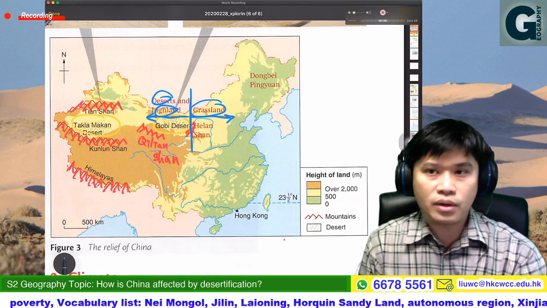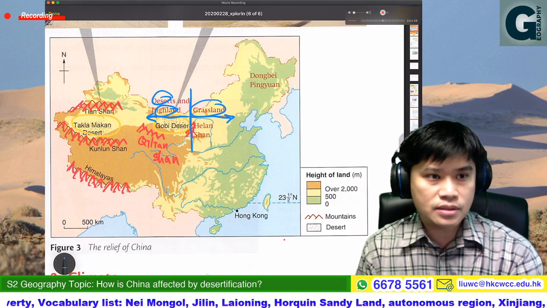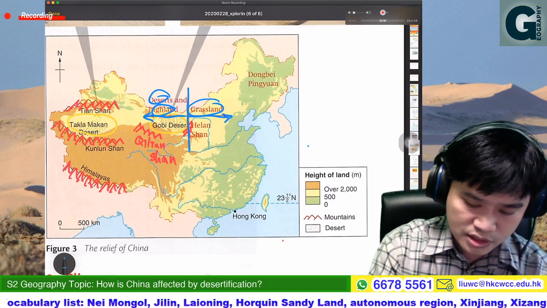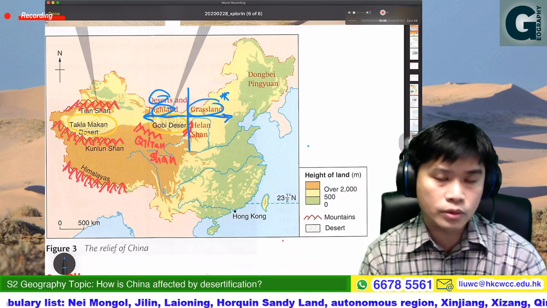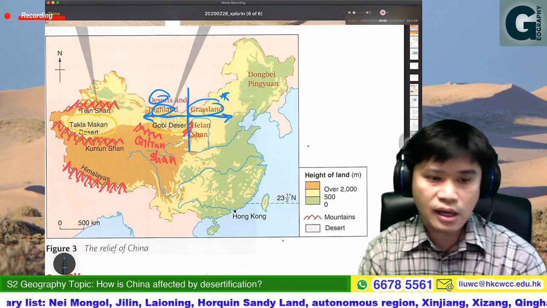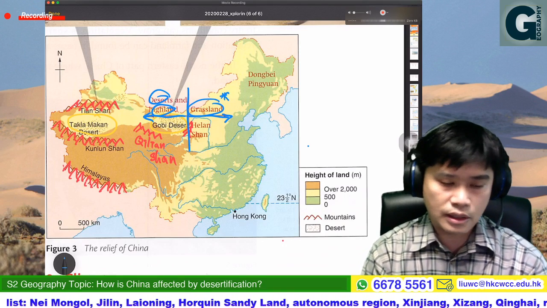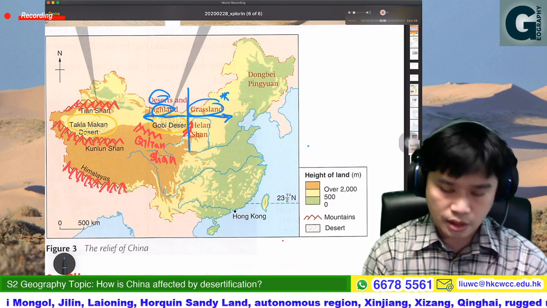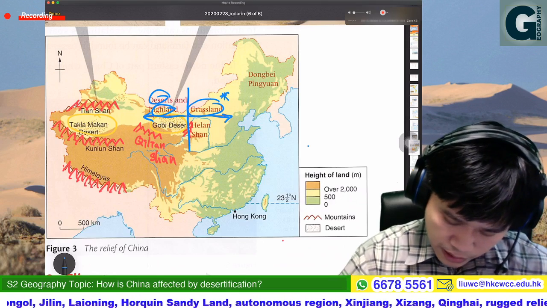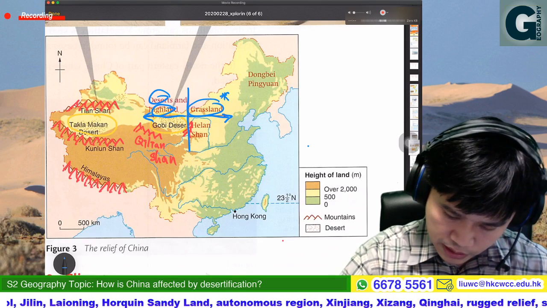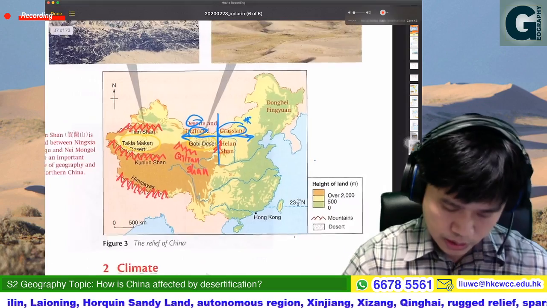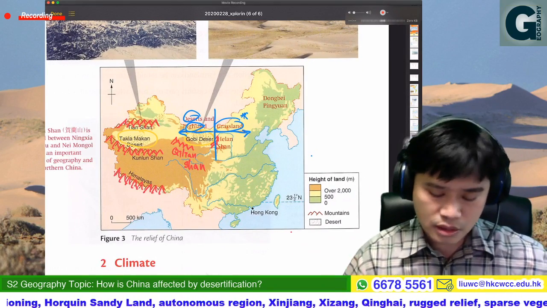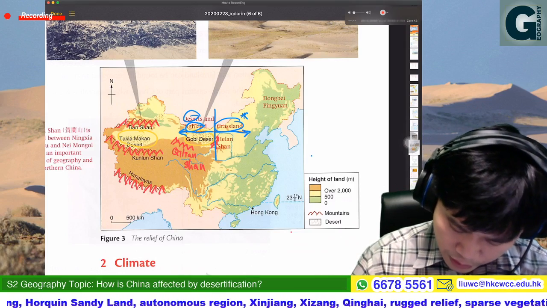Why would the dairy products from that place be good? It is because there could be a lot of grassland that would be good for livestock rearing, especially for the dairy industry. So therefore, here that would be some explanation of the landscape in mainland China, especially in the north, about the relief.